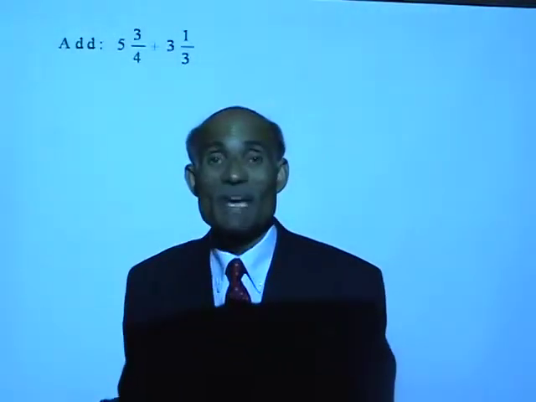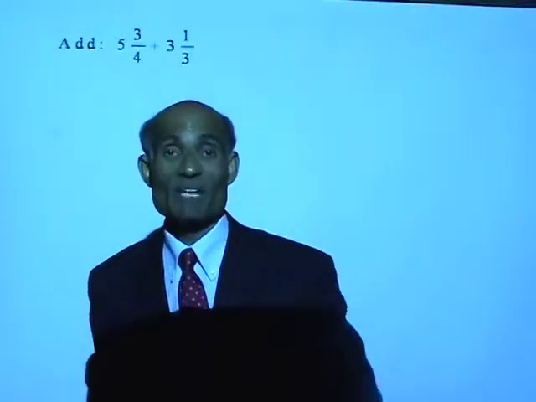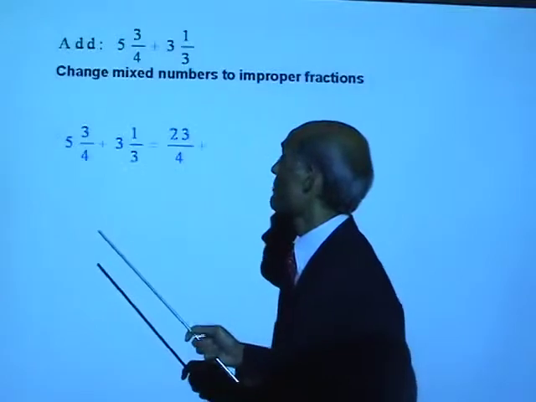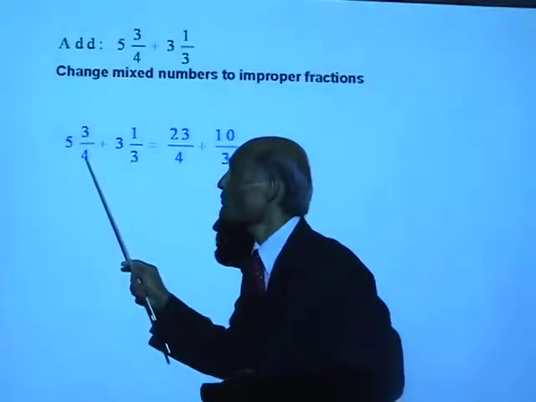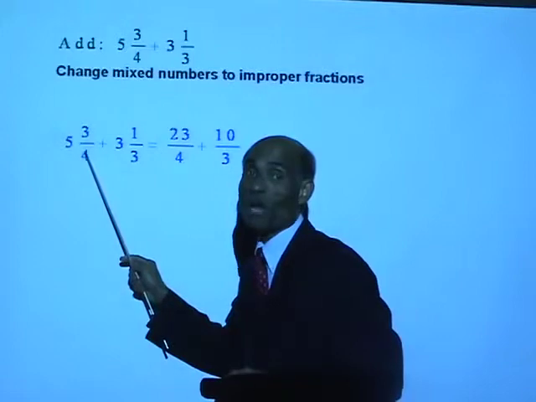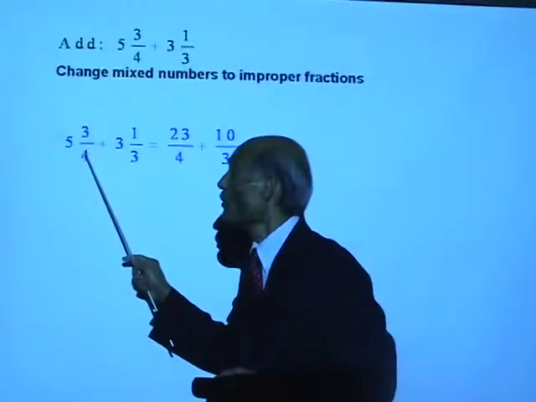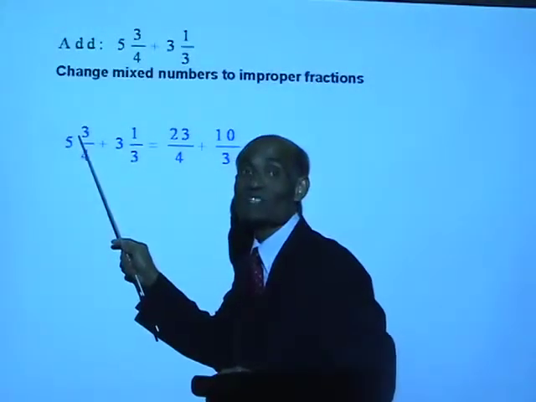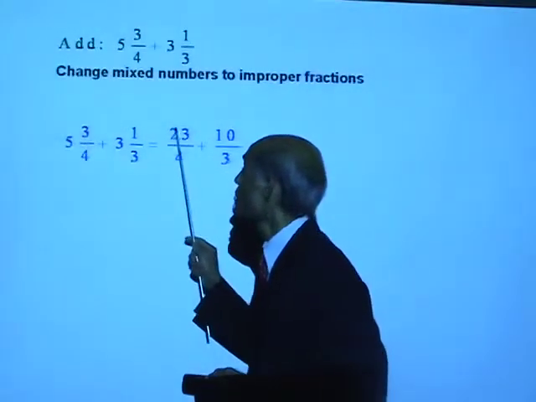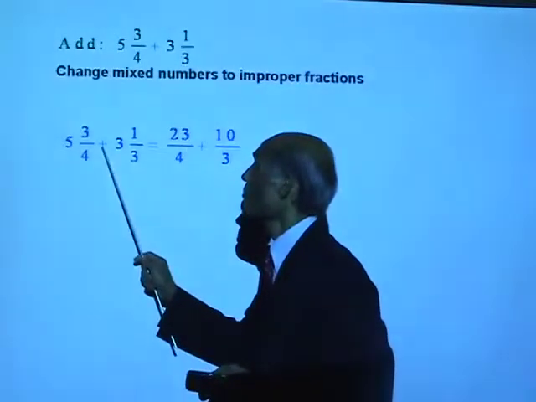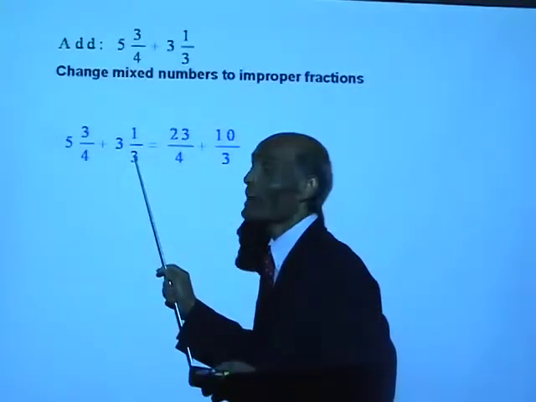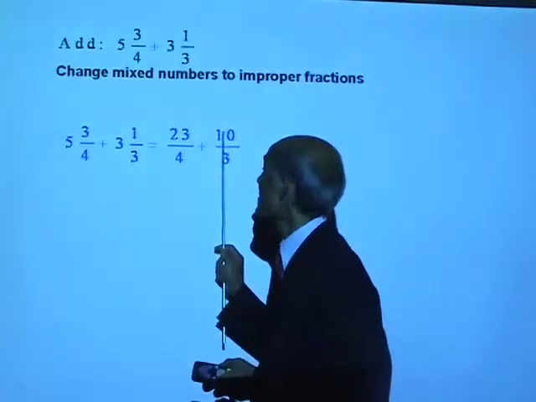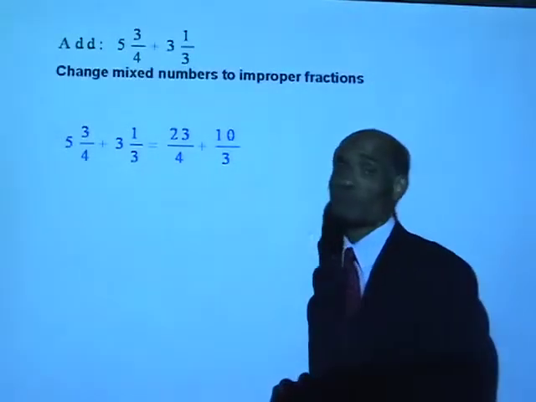First of all, make that into an improper fraction. Change mixed numbers to improper fractions. 5 and 3/4 changing to improper fraction becomes what? 4 times 5 is 20. 20 plus 3 is 23. So this becomes 23 over 4 plus 3 and 1/3. 3 times 3 is 9 plus 1 is 10 over 3.